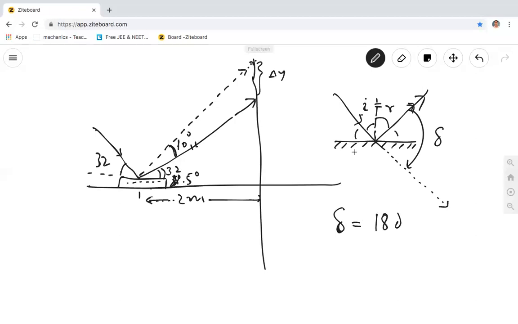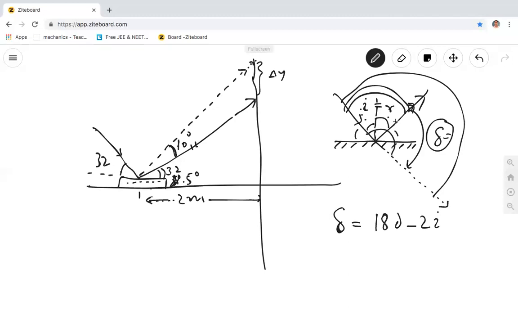So what is the deviation equal to? 180, the total angle, minus 2i. Because this is i plus i, 2i. Total angle minus this angle is equal to this angle. Understood? Yes. The total angle is this. That is 180. What to subtract? This one.